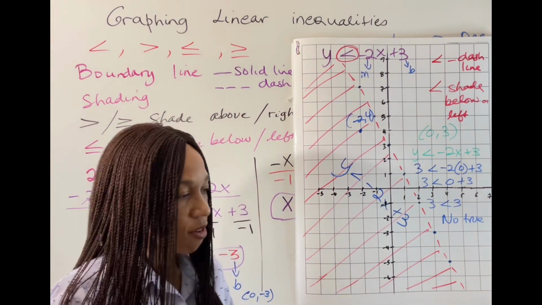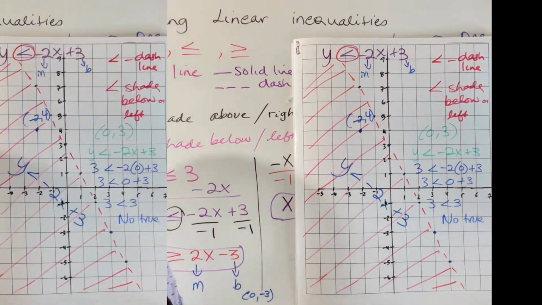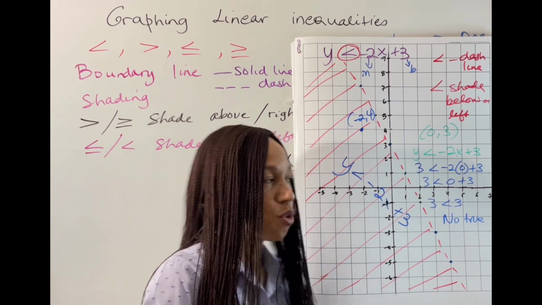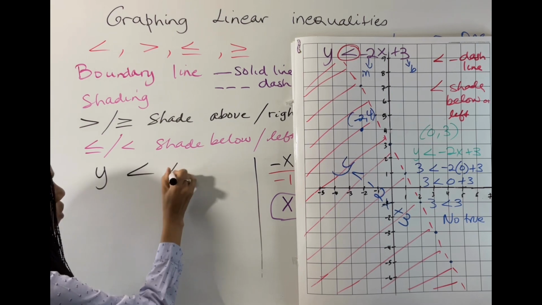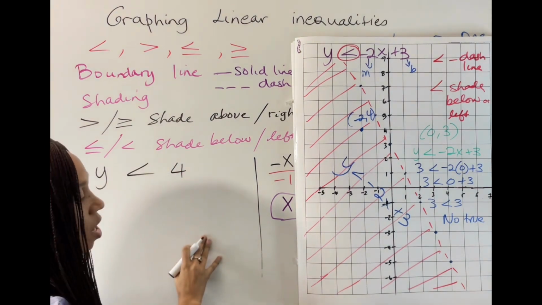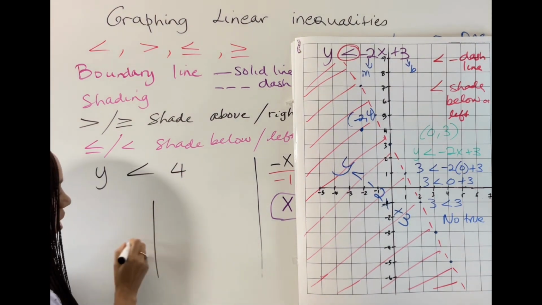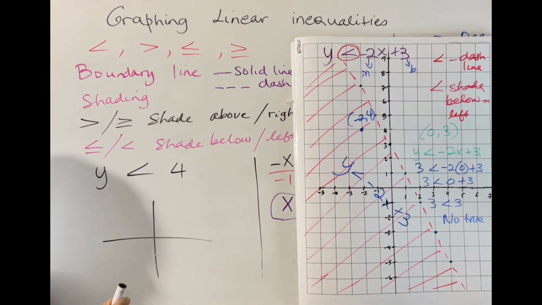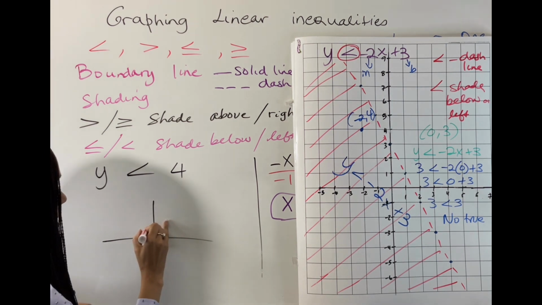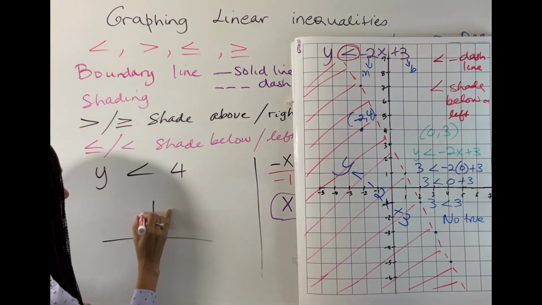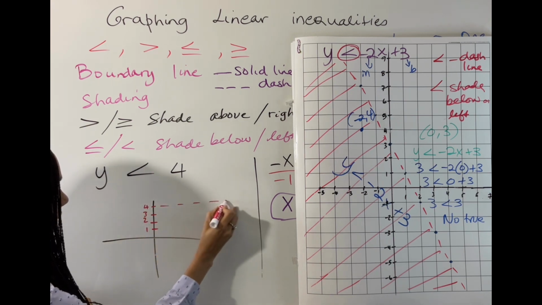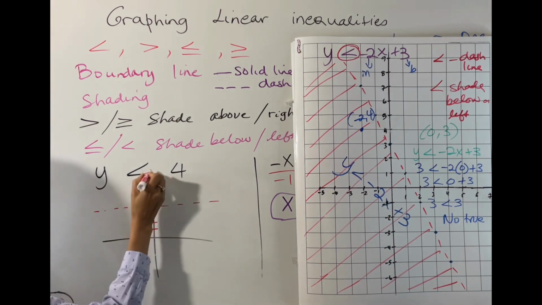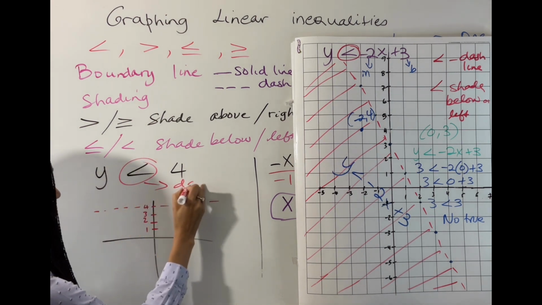Let's move on and graph the last one for you. Say, for instance, if I gave you y is less than 4 to graph, you know that that would be a horizontal line going across 4 on the y-axis. So your line would be a dashed line going across here because of your inequality symbol. You need a dashed line.